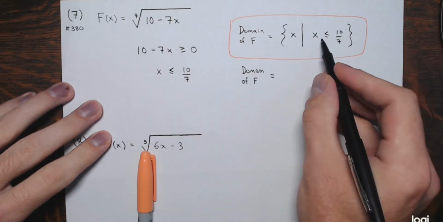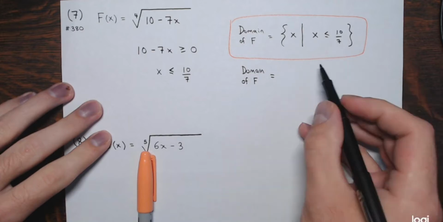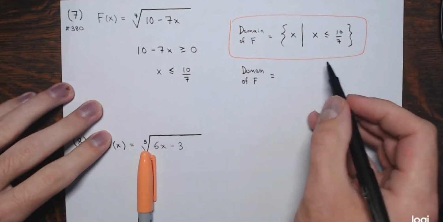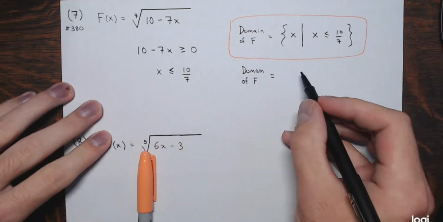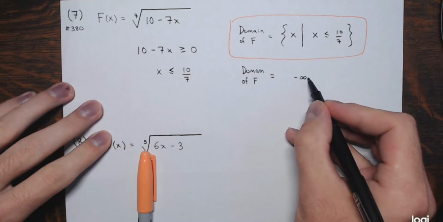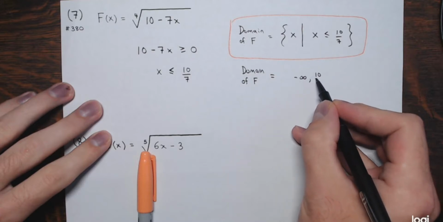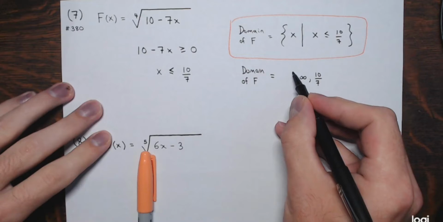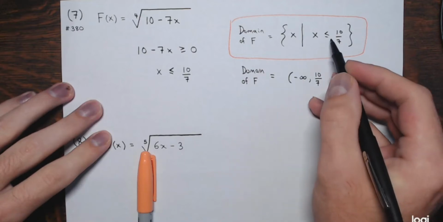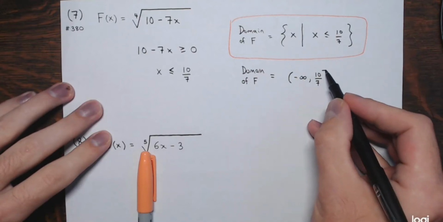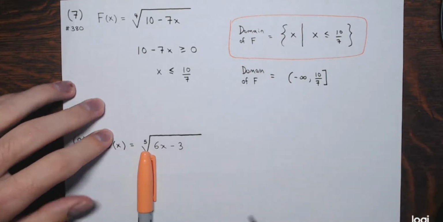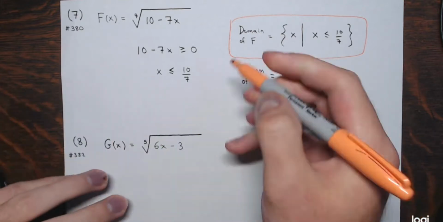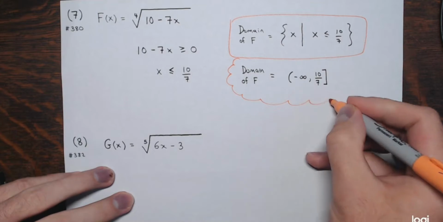This is less than or equal to 10 sevenths, so 10 sevenths and everything to the left on the number line, so to negative infinity. So from negative infinity up to 10 sevenths, parentheses on the infinities, and 10 sevenths is in the domain here, so a bracket. So there's what it would be in interval notation.